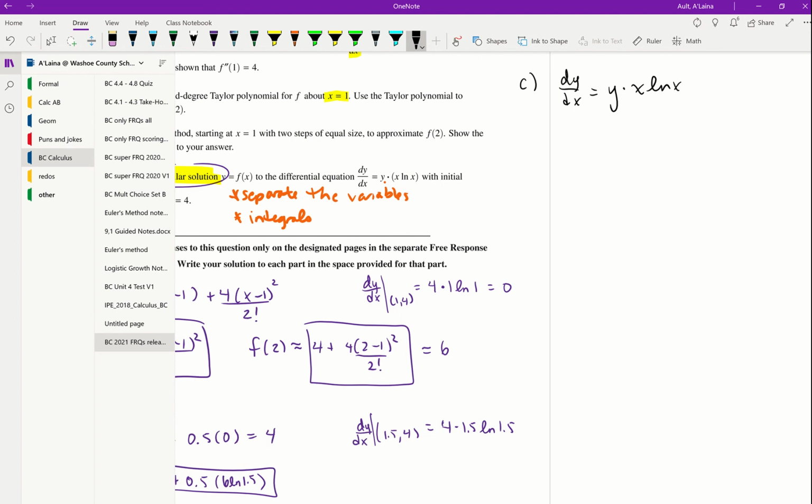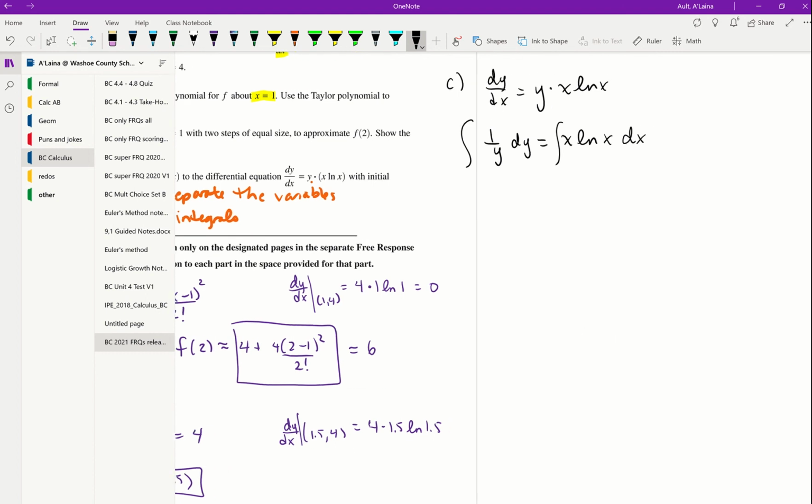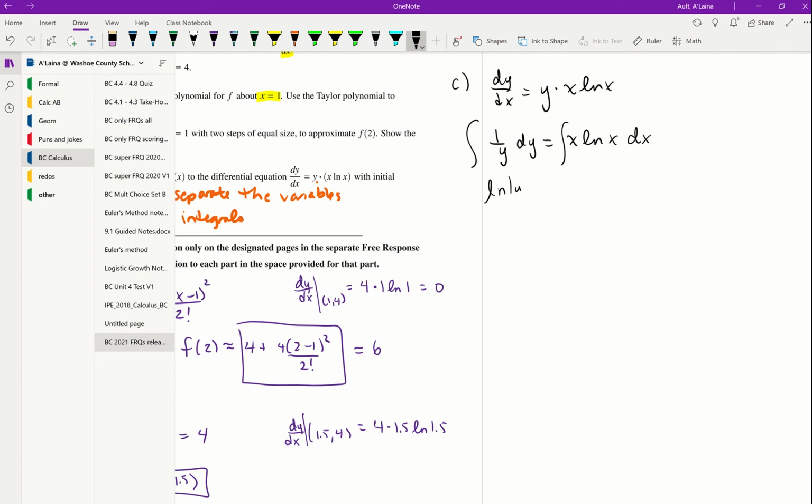All right, I'm going to multiply both sides by dx and divide both sides by y. And we are going to integrate this, and this is where it gets really interesting. Left side, super easy to integrate. That's the natural log of the absolute value of y, yay. Right side, what the heck? This is integration by parts.